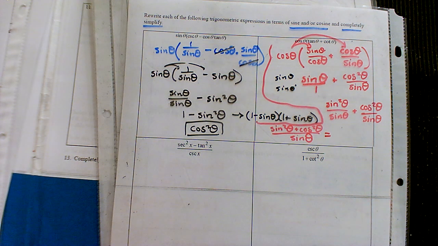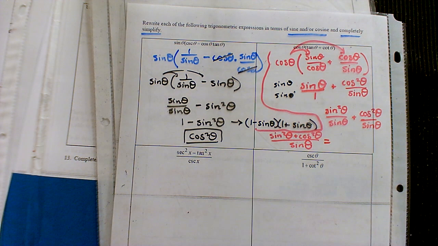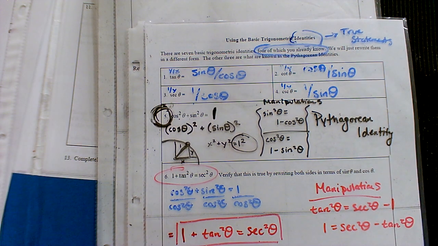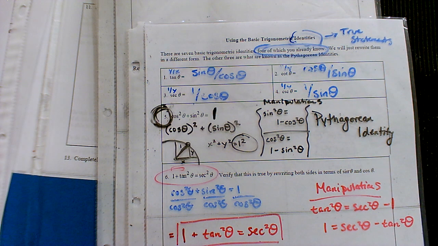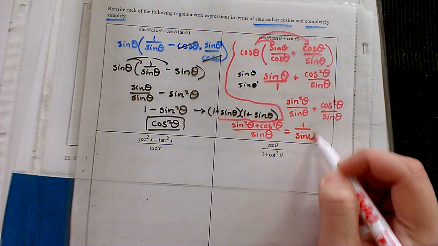The numerator becomes 1. All right, the numerator becomes 1. Sine squared plus cosine squared is 1. That's our Pythagorean identity. Take a look at number 5. Okay, that's the main one, the big one. So whenever you see that, like cosine squared plus sine squared, I want a light bulb to be going off in your head. Like that's always going to be 1. That's the big one. All right, so we have 1 over sine.